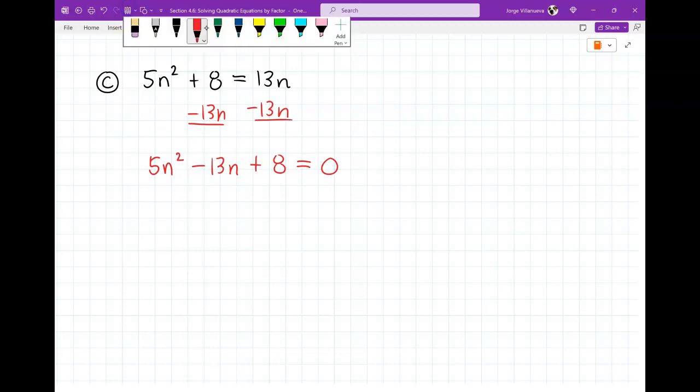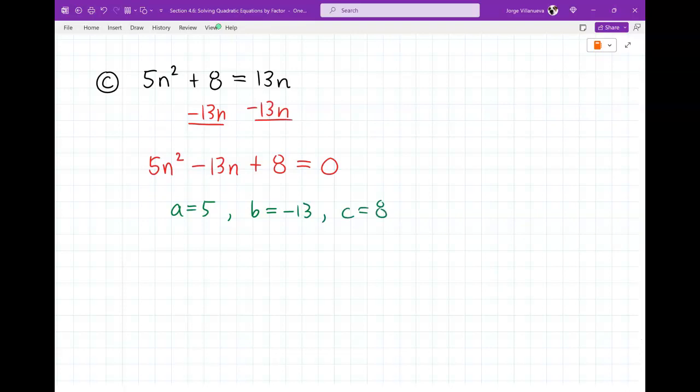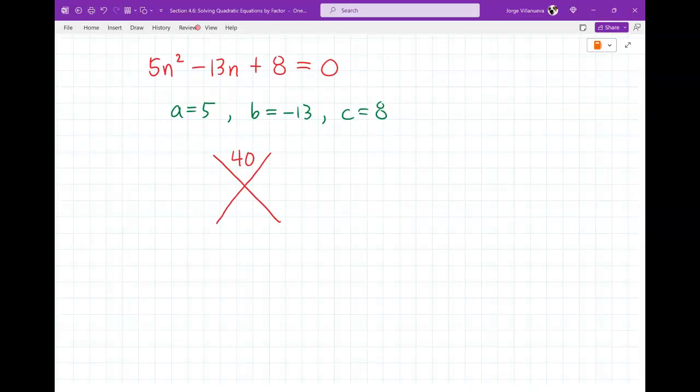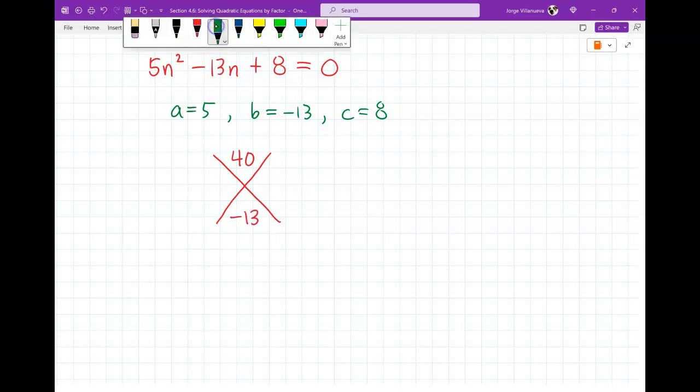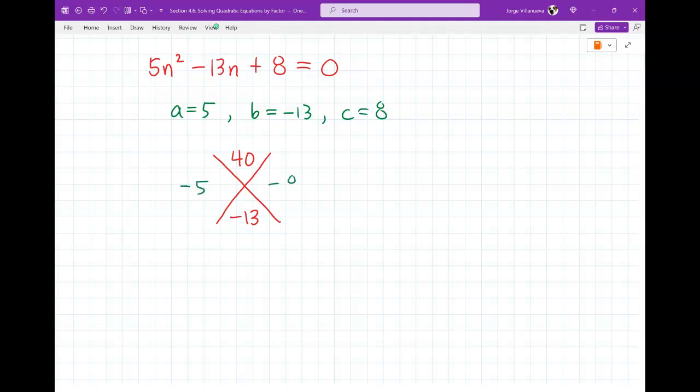So I'm going to write down my ABCs here. A is 5. B is negative 13. C is 8. All right, and I'm going to go ahead and do my X method at this point. So here we go. On the top, 5 times 8, that's 40. On the bottom goes negative 13. I need two numbers that multiply to 40 that add up to negative 13. -5, -8. Sounds good.